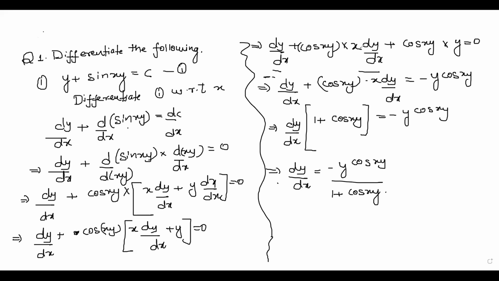Yes, sir. Here, I've shifted this part to the right side, so this becomes negative. On the left side, we have the same thing, dy by dx plus cos xy into x dy by dx. Taking dy by dx common, we get 1 plus cos xy into x. I missed that x. Now these two are getting multiplied, so shifting this to the right side, it will divide this one.